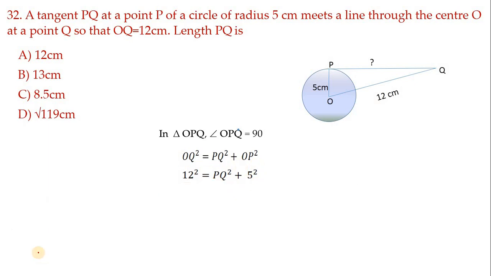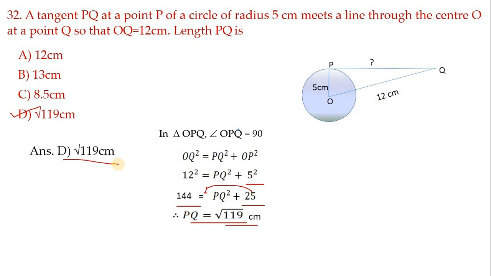12 square means 144. 5 square means 25. Now 25, transfer this side, we get 144 minus 25. 144 minus 25 means we get 119. So PQ value we get root 119 cm. Hence the correct option is D. Move on to the next one.